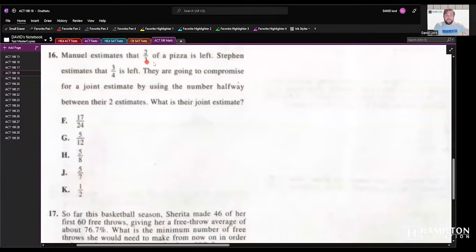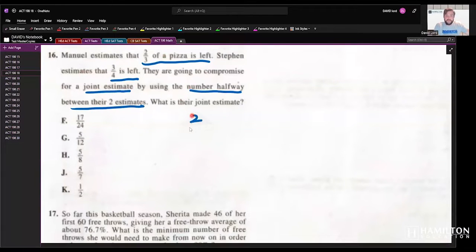Manuel estimates that 2/3 of a pizza is left. Stephen estimates that 3/4 of the pizza is left. They're going to compromise for a joint estimate by using the number halfway between these 2 estimates. So halfway means I'm going to take the average of these 2 fractions. 2/3 plus 3/4 divided by 2.